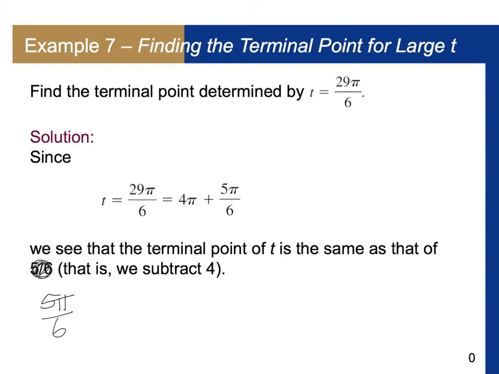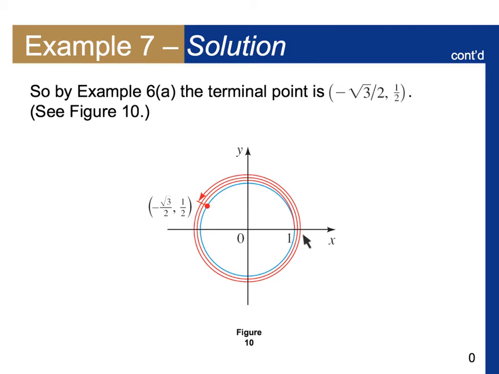So we can see that the terminal point of t is the same as that of t equals 5 pi over 6, because this 4 pi is just 2 circles. It doesn't change our position. And this is what it looks like. We're starting here, and we go 12 pi over 6 all the way around. That's 2 pi. 24 pi over 6, that's 4 pi. And then another 5 pi over 6 gives us 29 pi over 6. So there's 5 pi over 6. And remember, our reference number, t bar, is just pi over 6.